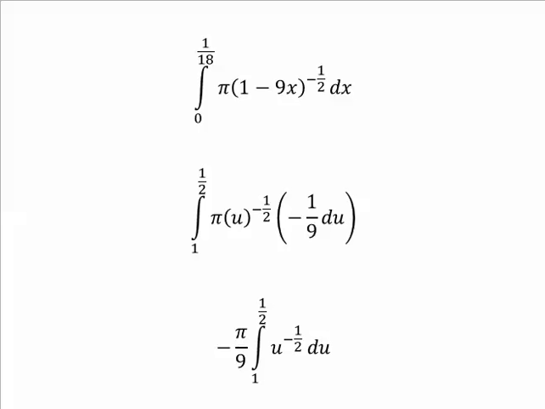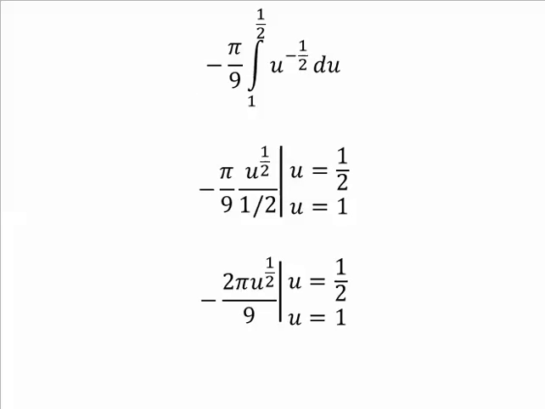When you've made this substitution, you have an integral going from 1 to 1/2 of pi, u to the negative 1/2, and then instead of the dx, you have negative 1/9 du. So we have reduced our integral to a fairly straightforward integral. Going to go ahead and find the antiderivative, and the antiderivative of u to the negative 1/2 is u to the 1/2 over 1/2. And I'm going from 1 to 1/2.